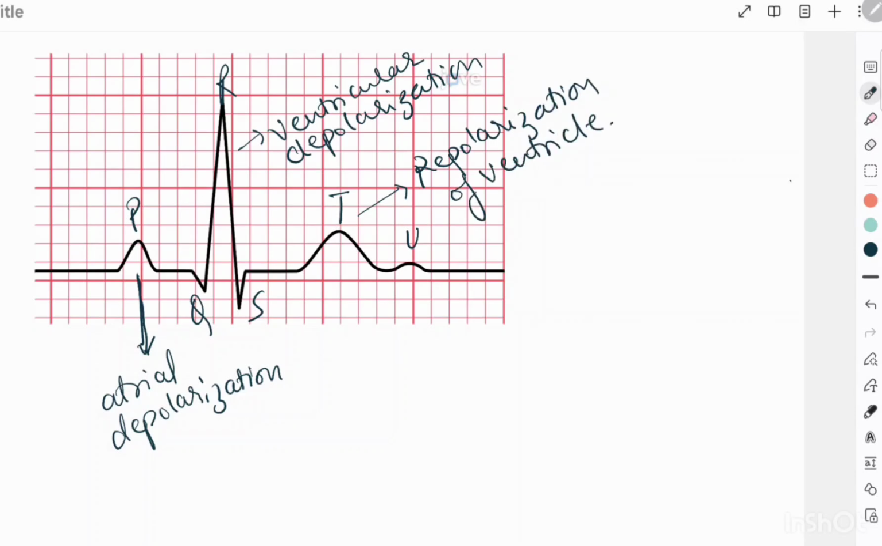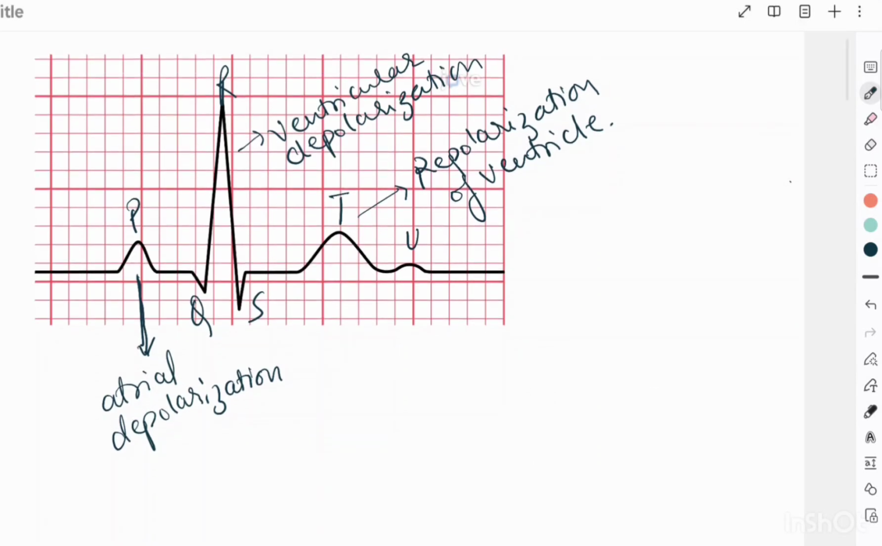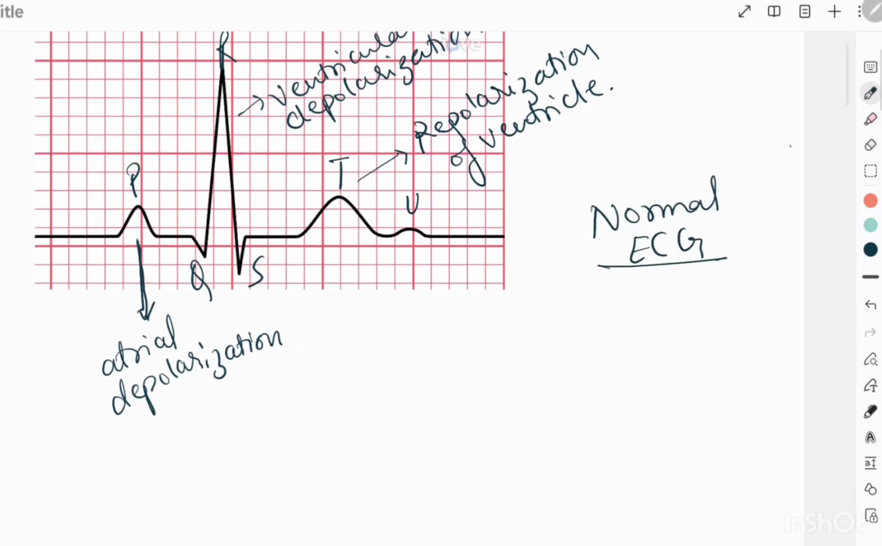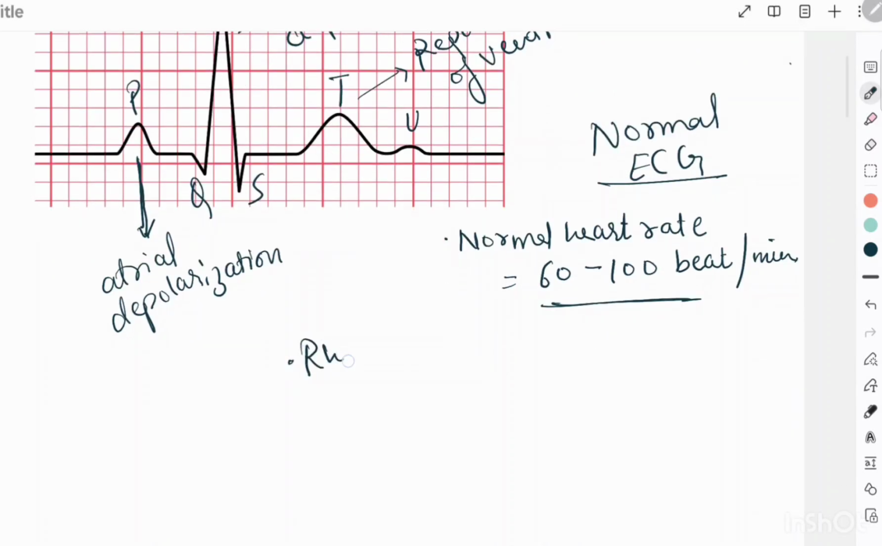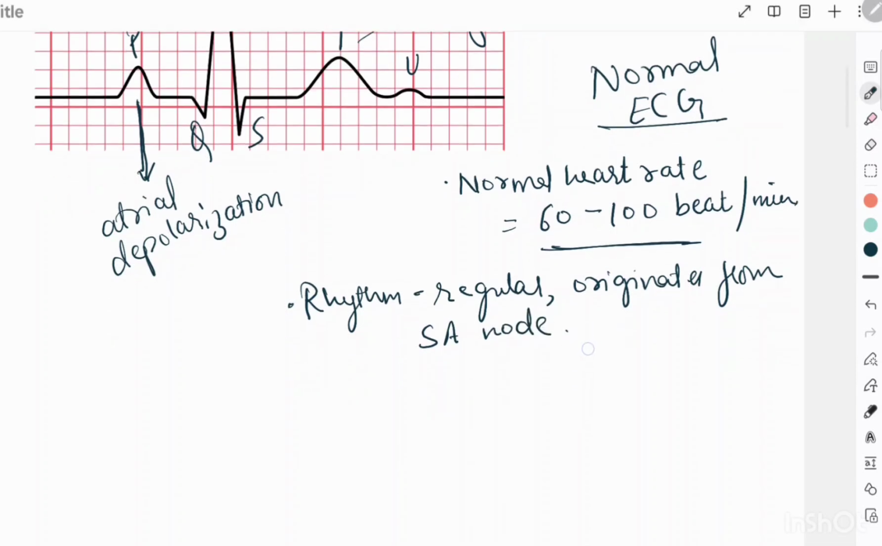Fine. Now what we have to understand basically: first of all, we have to see what is a normal ECG. Normal heart rate is between 60 to 100 beats per minute. This is the normal heart rate. Rhythm is regular, which originates from the sinoatrial node, also called the SA node.